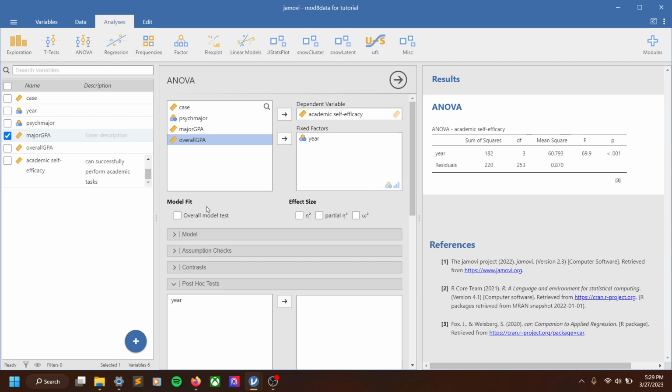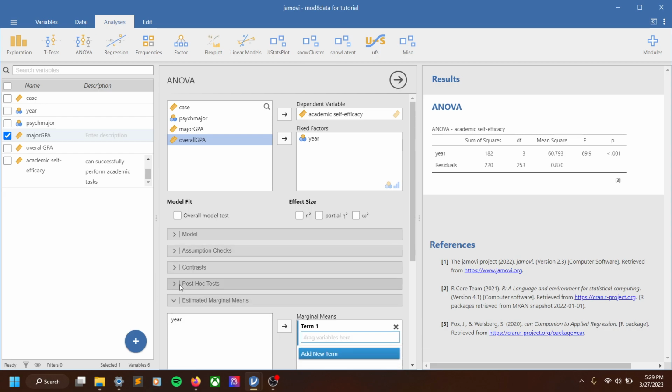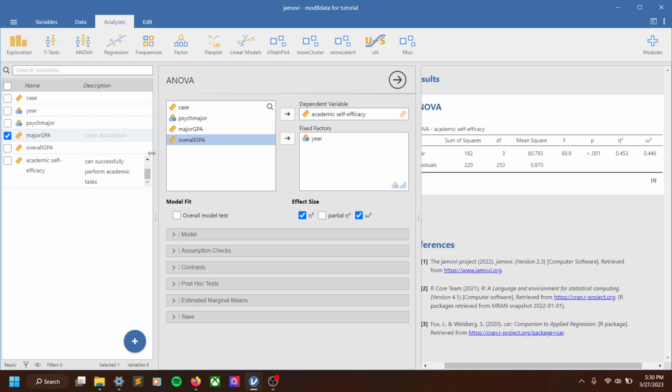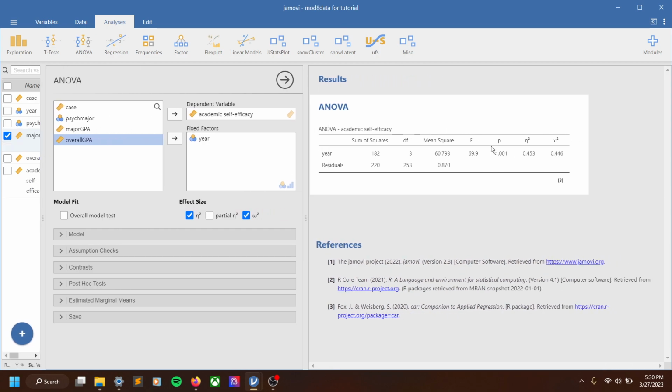And so you'll see here, there are a couple of different things we can do. There's just a lot more to this analysis than previous analyses. And so for starters, we can toss in effect size. So we can do eta squared and omega squared. Actually, let me get rid of that. Yeah, so eta squared, omega squared.